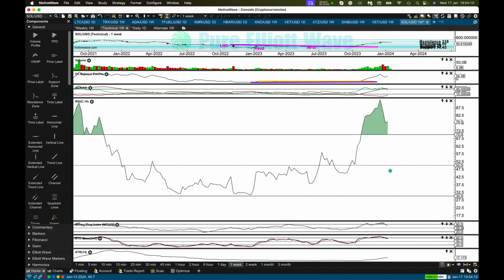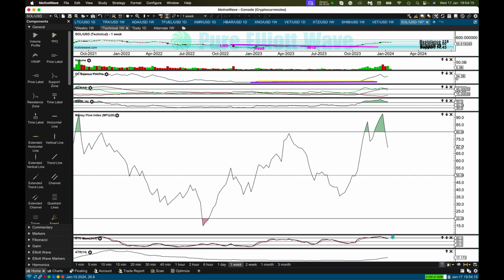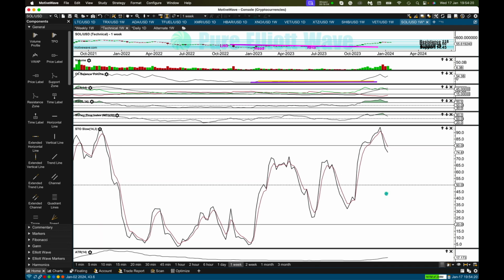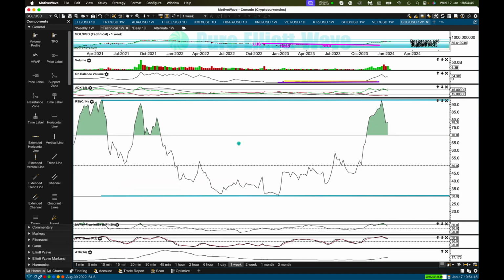RSI is fairly deeply overbought, but there's no bearish divergence. Money flow reached overbought as well, no bearish divergence. Stochastics returned to neutral. Let's use a channel on RSI. Let's expect that if RSI comes back up to touch this upper trend line, that could again initiate a pullback or a consolidation to relieve extreme conditions.